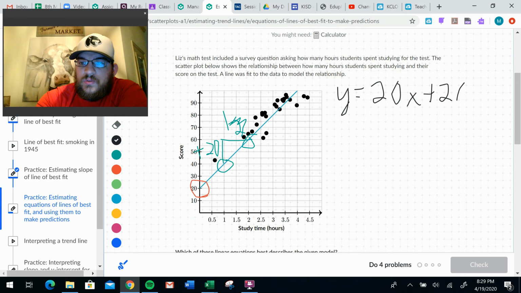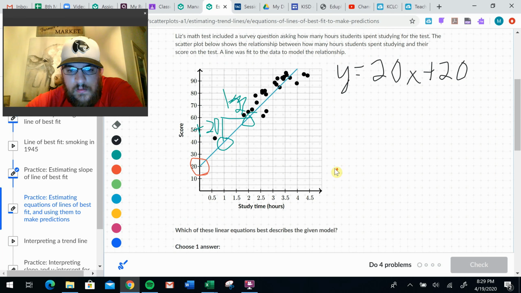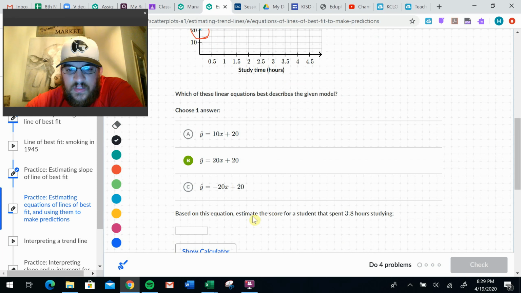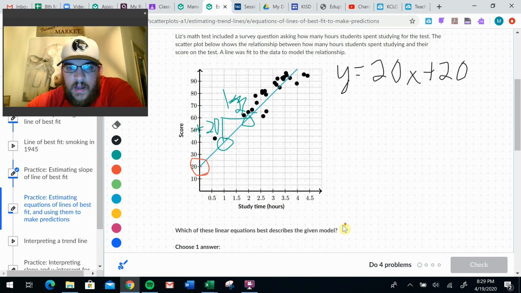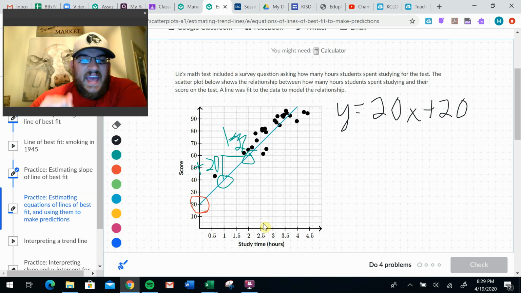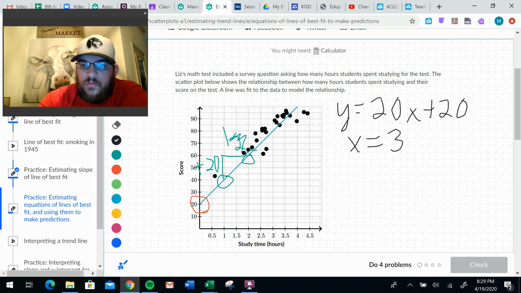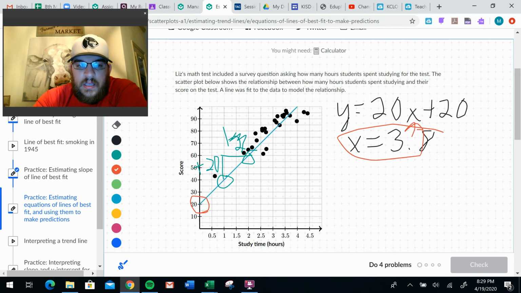Okay. So we have y equals 20x plus 20. Now, we know that we need to find what the score is for a student that spent 3.8 hours studying. Well, we know study time is my x value. So in this case, we know x is equal to 3.8. So all I'm going to do here, guys, is I'm going to take 3.8 and replace it for x in my equation. Okay, and then that's how I solve for y, which will be my score.